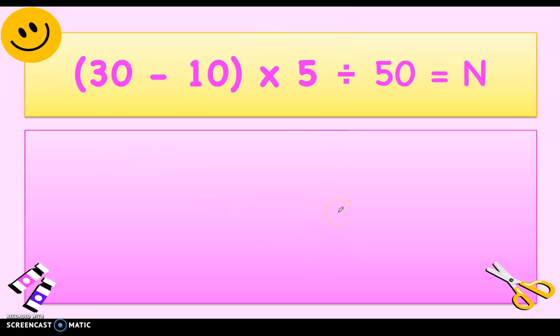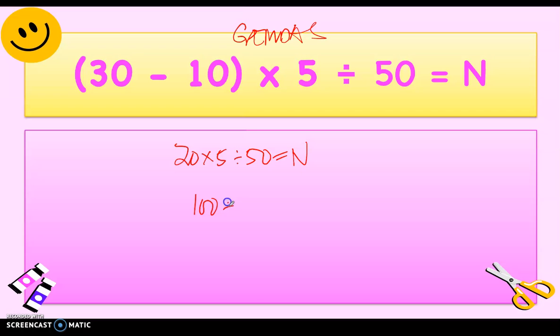Next, 30 minus 10, open 30 minus 10, close parenthesis, times 5 divided by 50. So you perform the groupings first. So 30 minus 10 is 20 times 5 divided by 50. So that's a new equation. Then you multiply 20 times 5 because that comes first before division. So this is 100 divided by 50. Then you will get 2.